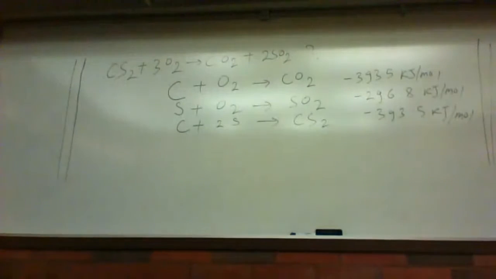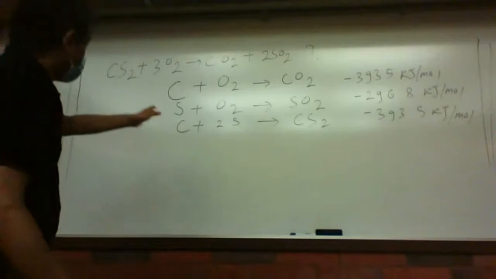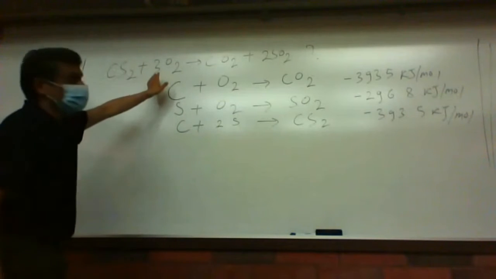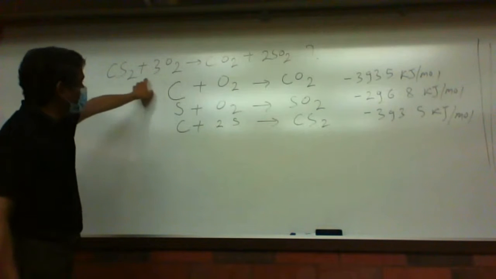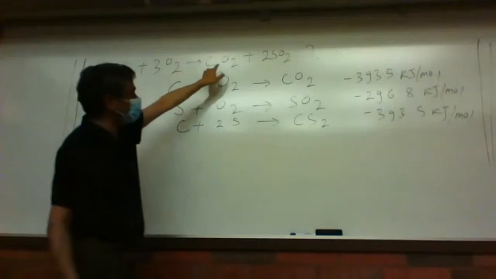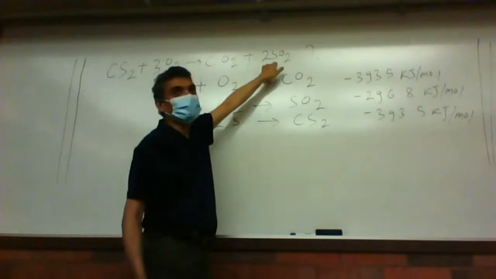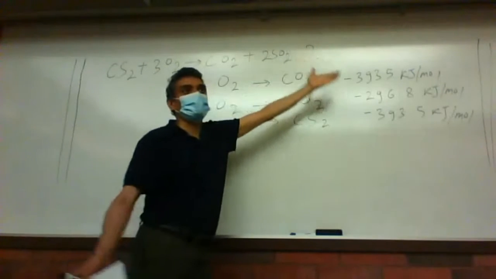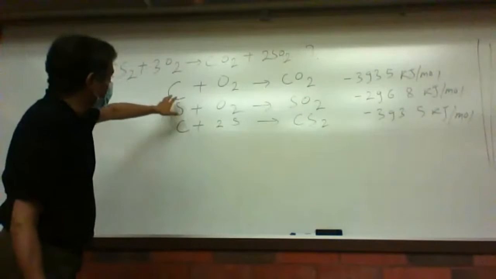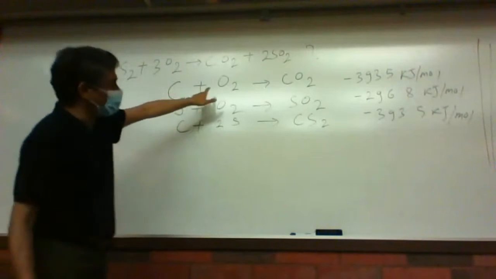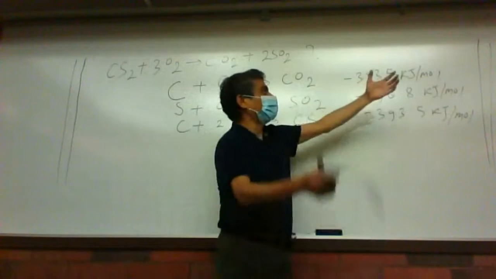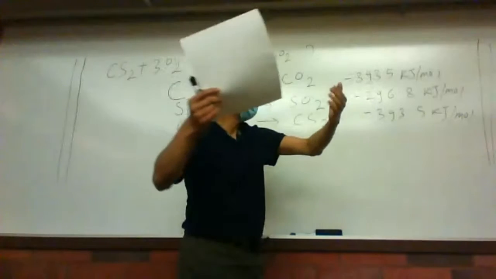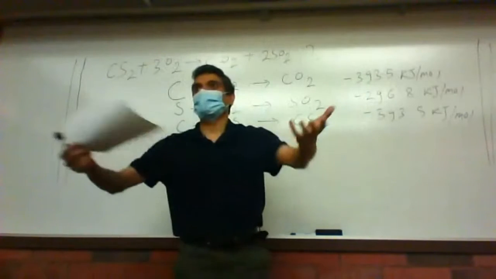Here is a problem that we were doing in the last class. What is the change of heat when we react carbon disulfide with oxygen to give carbon dioxide and sulfur dioxide? We don't know how much heat is produced here, but we are given this data. If I bond carbon with oxygen, I get carbon dioxide, and from this reaction, I get 393.5 kilojoule per mole out.